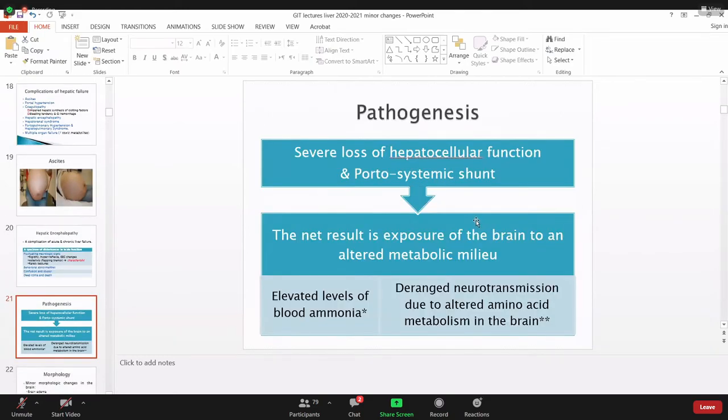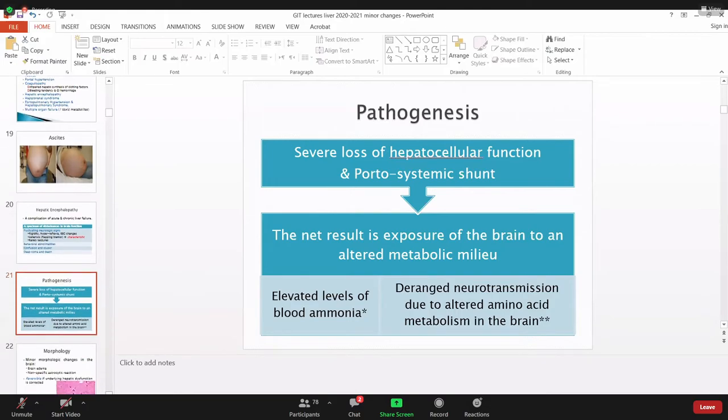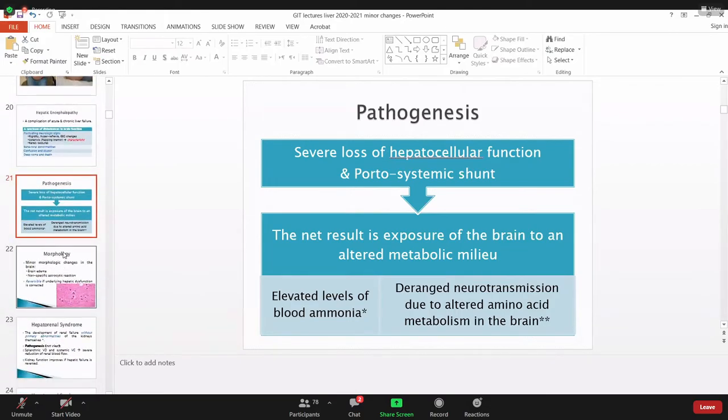Pathogenesis. Severe loss of hepatocellular function and portosystemic shunts lead to exposure of the brain to the altered metabolic milieu, which is the hyperammonemia. If you remember, we talked about hyperammonemia reaching the brain, and the deranged neurotransmission due to altered amino acid metabolism in the brain. These abnormalities cause hepatic encephalopathy.